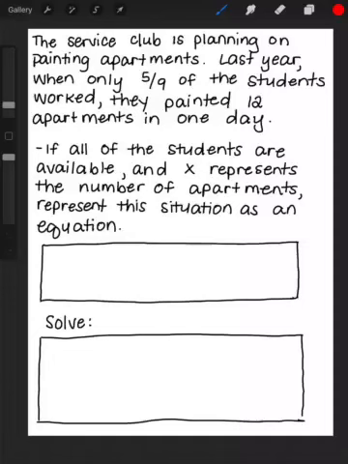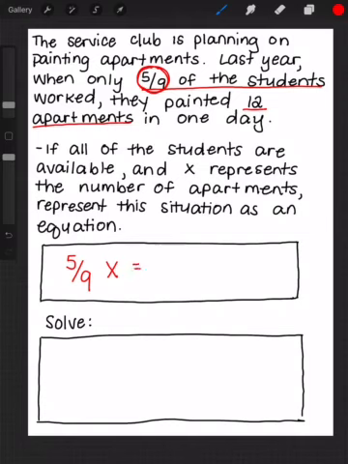So right now what we know is that 5/9 of the students could paint 12 apartments. Okay, so our multiplier is going to be our 5/9 times however many apartments equals 12. Okay, so we have our number of apartments, we have our number of students, and we have the amount of apartments that they were able to do in that day. So we need to go ahead and solve this.